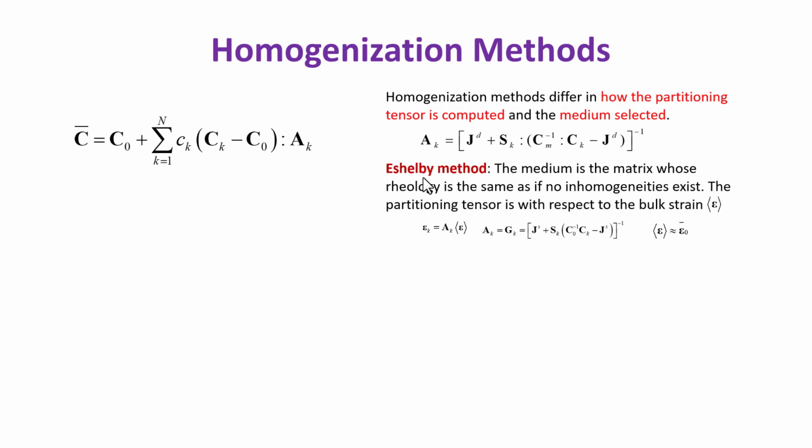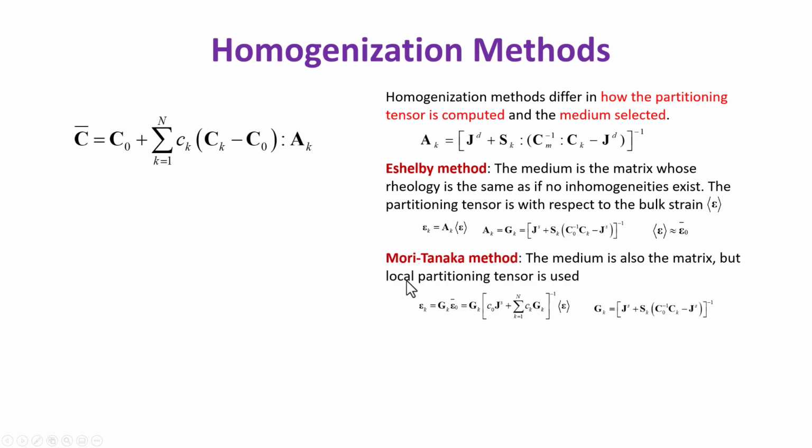In the Eshelby method, the inhomogeneities are directly embedded in the medium, which is just the matrix. The global and the local partitioning tensors are the same. In the so-called Mori-Tanaka method, the medium is still the matrix, but the local strain rate partitioning tensor is first calculated and is used for the calculation of the global strain rate partitioning tensors.